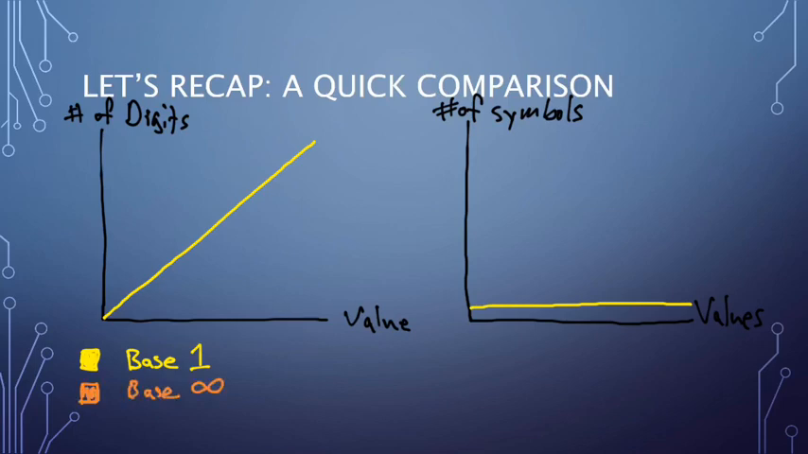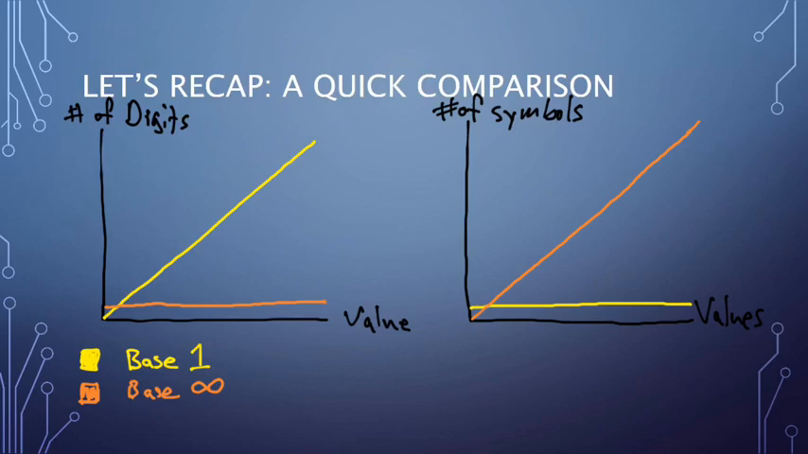Now base infinity. That's what I'm using to represent the second idea that Matthew had, where he said, okay, so I'll create a different symbol for every possible value. Well, that's cool, because that means that I have one digit, one symbol for any possible value that I could write down. Unfortunately, that grows linear.